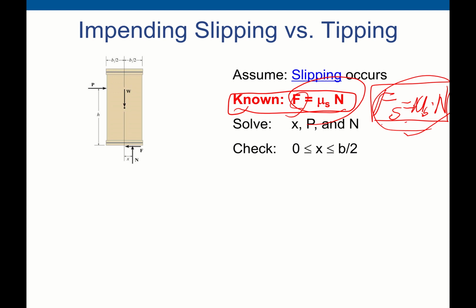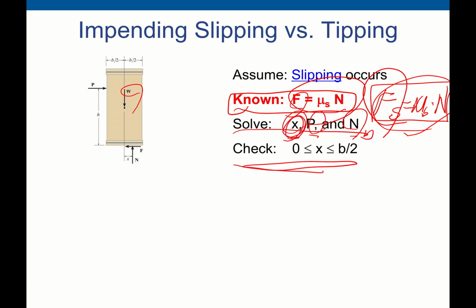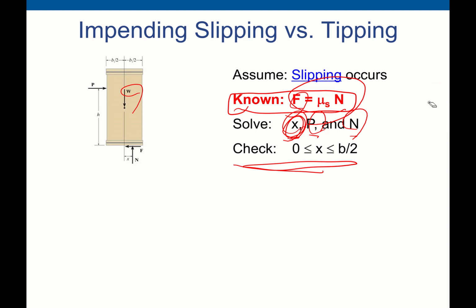So the frictional force is the maximum, which is the static frictional force. Then we can solve the other three unknown variables: the distance, the pushing force, and the normal force. Usually the weight is known. So we can solve these three unknowns based on the equilibrium equations. Then we can check whether this distance x is less than half of the width, which is b over 2. So you have to check whether this condition is satisfied.